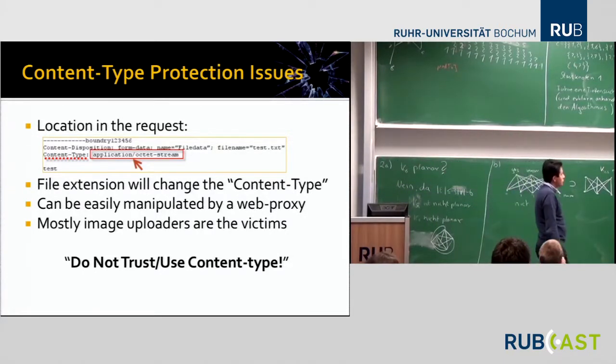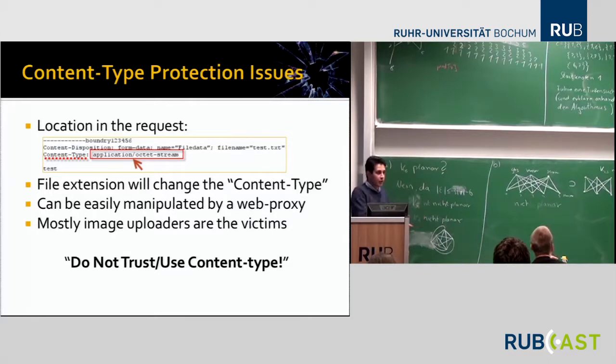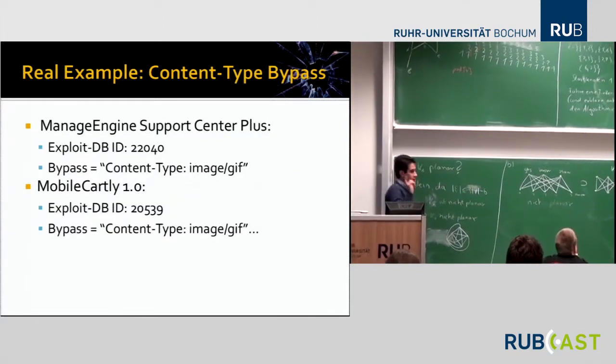Don't use it if you don't want to be exploited. And mostly image uploaders are the victims. If you look at the ExploitDB website, you will see a lot of galleries in WordPress and Joomla doing that. I will give you the reason for that at the end of the slides. W3Schools is the reason, I guess.